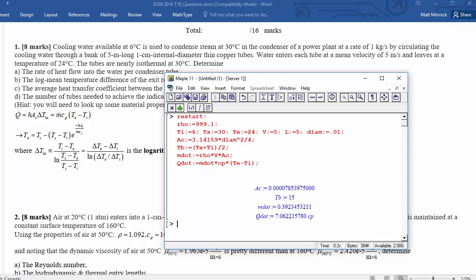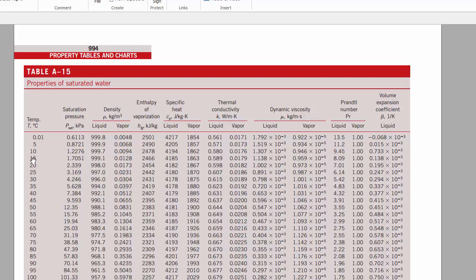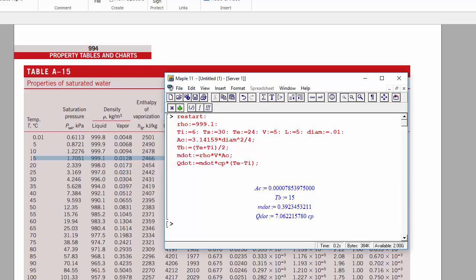So back over to the appendix, and the heat capacity at 15 degrees is over here. So specific heat, 4185 joules per kilogram Kelvin. Okay, so Cp is 4185, and that tells us that the rate of heat flow is about 30,000 watts.